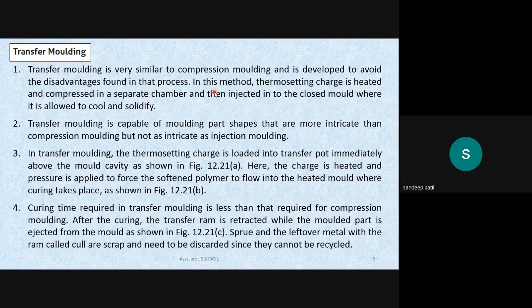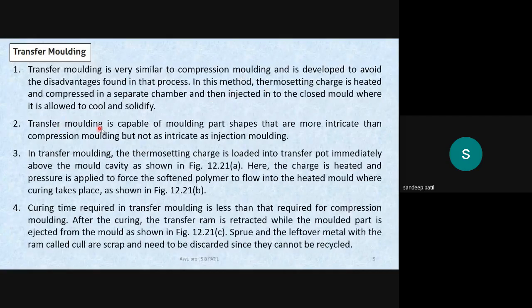So in this method, the thermosetting charge is heated and compressed in separate chambers. This is the only difference between the compression molding and transfer molding: in the transfer molding, the thermosetting charge, or you can say the input thermosetting plastics, is heated and compressed in a separate chamber and then injected into the closed mold where it is allowed to cool and solidify. So here two different sections are there. One is the heating section and the other is the cooling section.